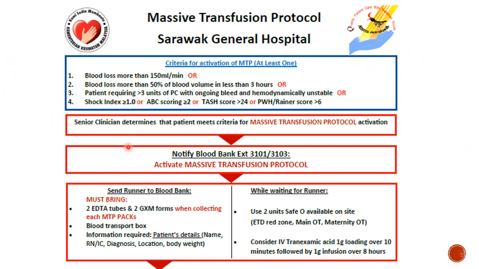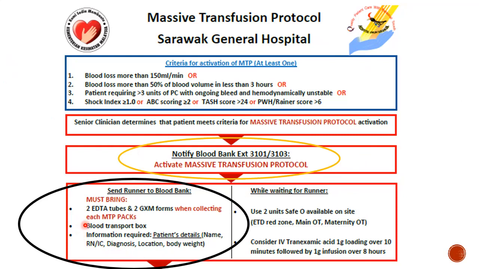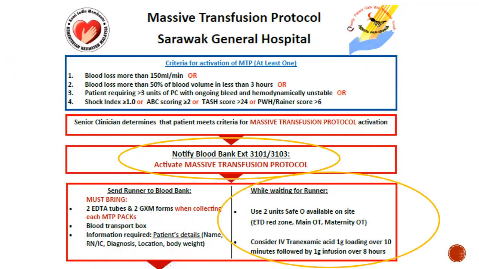All right, so you notify the blood bank. You need to pay attention here. You need to bring your EDTA tube, your GXM forms, and also your transport box. Okay, you need to get the patient details correctly. While you are waiting for the blood, what else you can do is you can get SAFE-O and also IV tranexamic acid. You have to remember the SAFE-O here is not O negative blood. Most of the time the SAFE-O is actually rhesus positive blood. So if let's say the patient is rhesus negative, you have to be very careful.